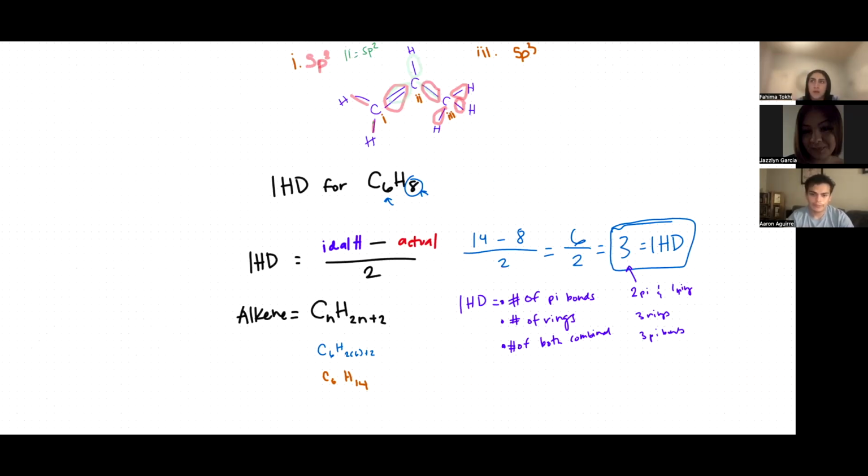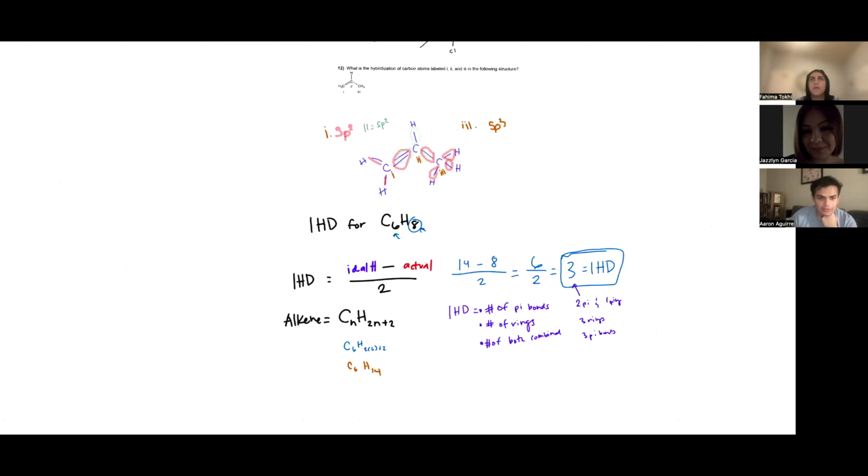Cool. Okay, that was 13. 14 is the same thing, but there's bromine. Should I write those out, the groups? Yeah, why not? There's just the extra rules. I'll write it under here.